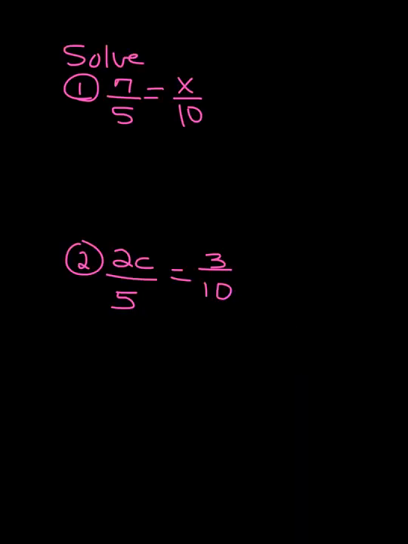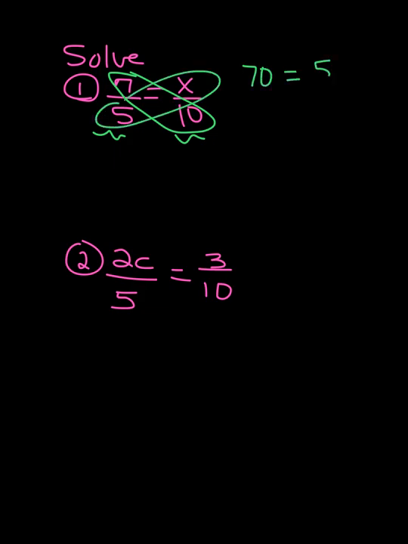Let's look at a few more examples. Again, I have a proportion because I have an equation that states that two ratios are equal. So here's one ratio and the other ratio. I'm going to cross multiply. So I have 7 times 10 gives me 70 is equal to 5 times x, which gives me 5x. I divide both sides by 5, and I have x is equal to 14.